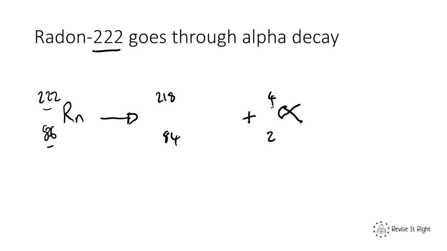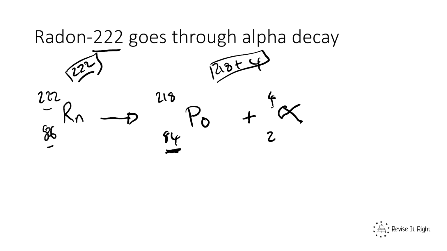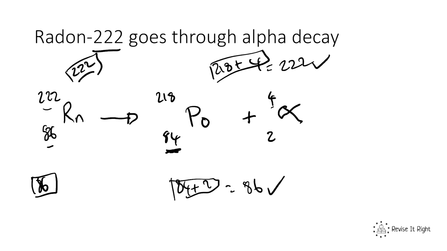So then we need to look on our periodic table for the atomic number of 84. Okay, and it's polonium, so it's Po. So there we have our nuclear equation for alpha decay of radon-222. We can double check: 222 mass on this side, 218 add 4 equals 222 on this side, so that is balanced. 86 atomic number here, 84 add 2 here is equal to 86. So there we go, that is our nuclear equation for radon-222 going through alpha decay.